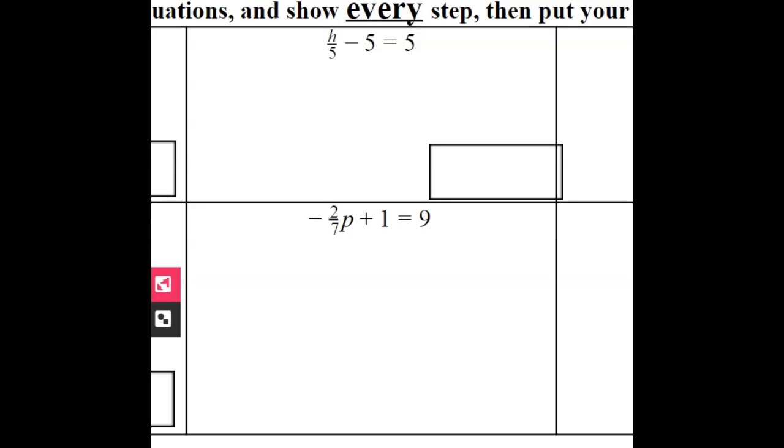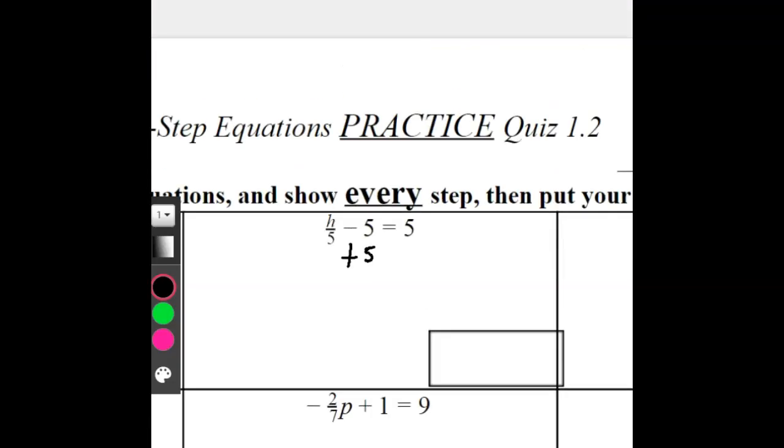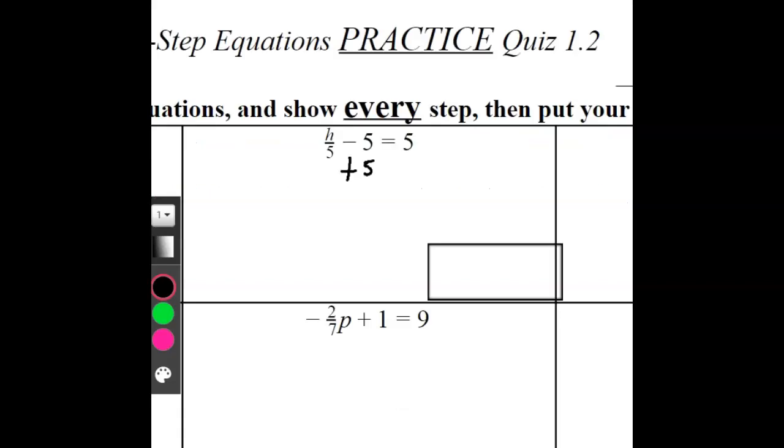Alright, we're going to go over some homework from Monday night. So here we go. First things first, we always add or subtract first. Okay, so I want to do that.